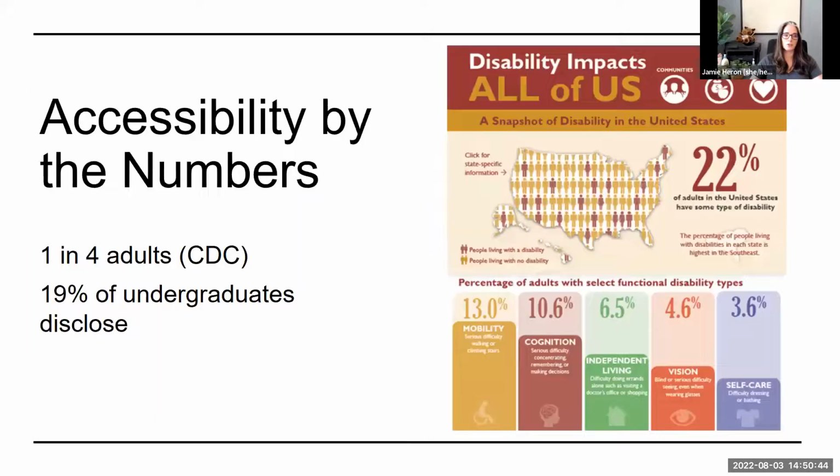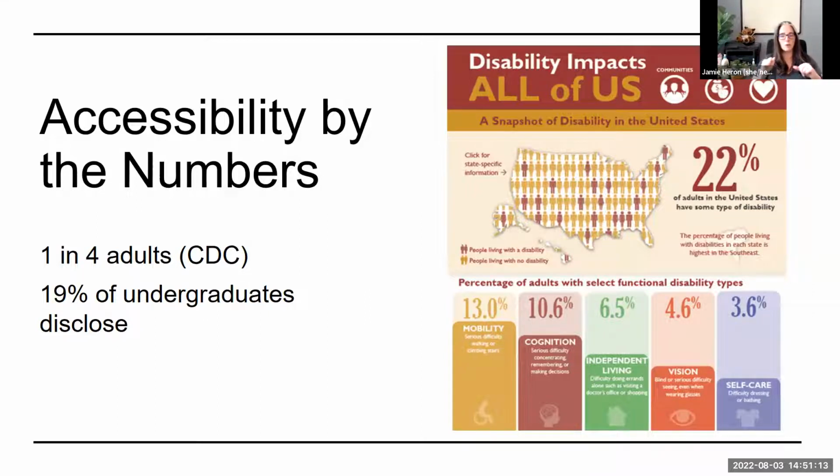So I tend to start this with accessibility by the numbers. As you can see here, according to the CDC, about 25% of the adults in the United States have some type of diagnosable disability. That's a lot of our population. When you think about 19% of our undergraduates disclosing to our campuses that they have some form of diagnosable disability, we see that there's a discrepancy there in those numbers.